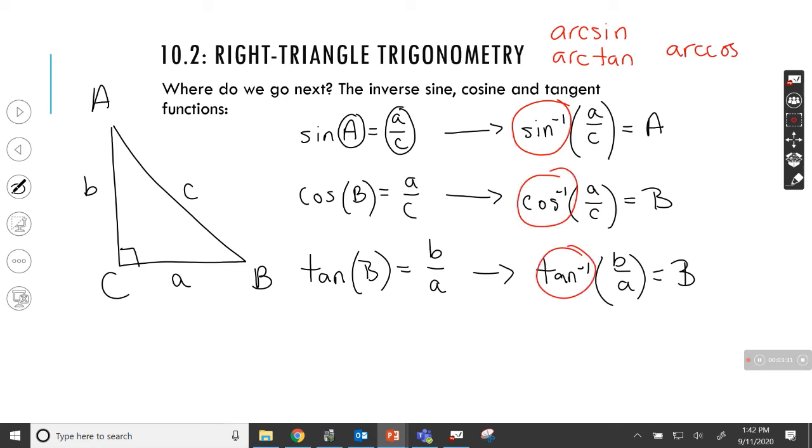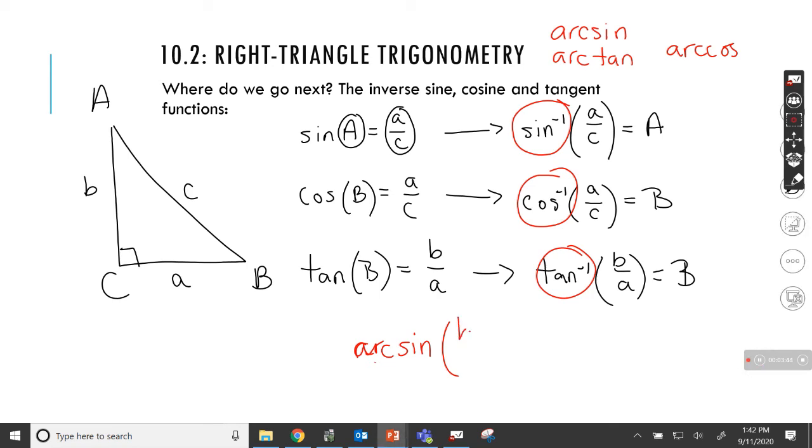So if I saw something like arc sine of b over c, then I have to think to myself, what angle has a sine of b over c? So that boils down to saying, all right, what angle has an opposite side of b? And that would be angle B.